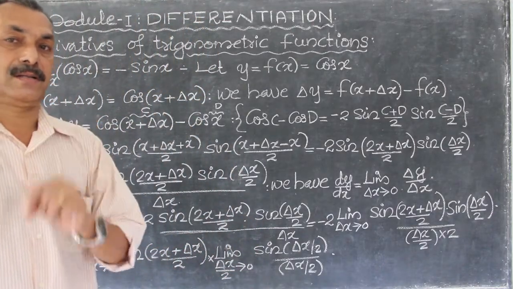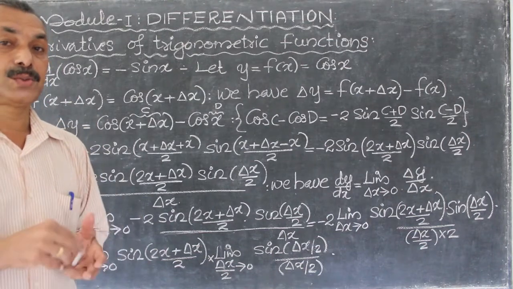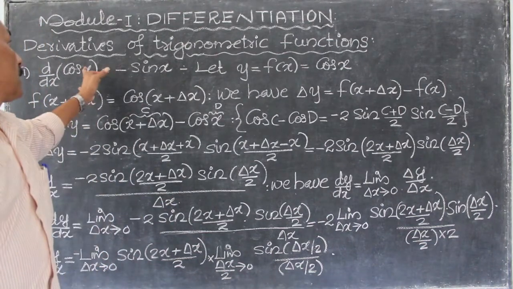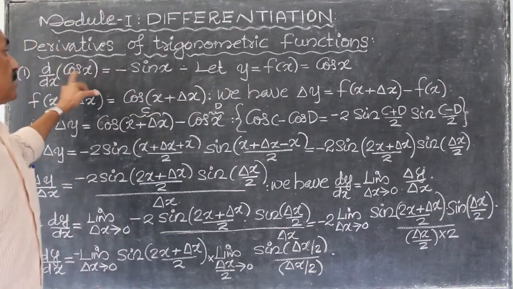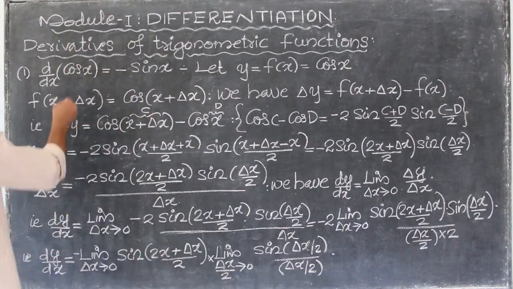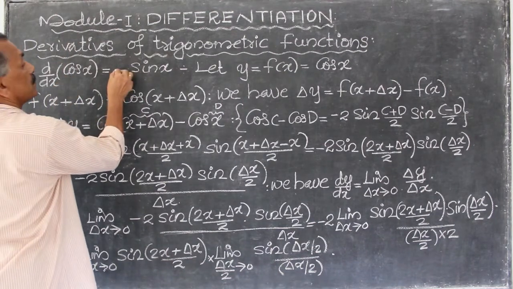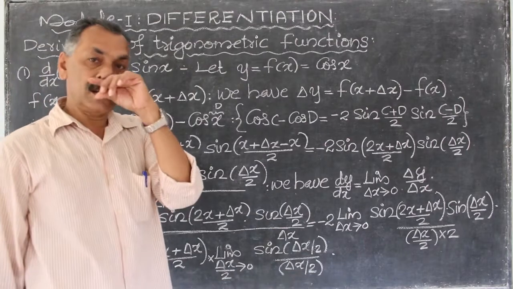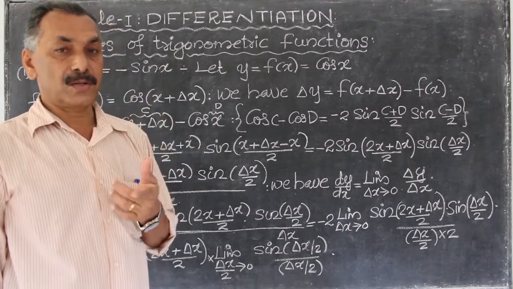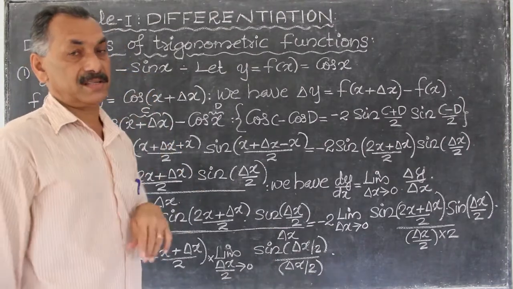This is important. Usually this is what is asked in the examination. The derivative of cos x is equal to minus sin x. We know the result. What is the derivative of cos x? The derivative of cos x is equal to minus sin x. How is that? How is the derivative of cos x equal to minus sin x?